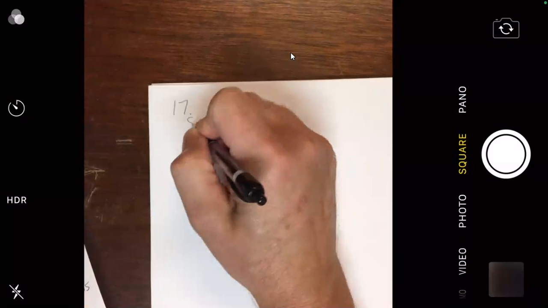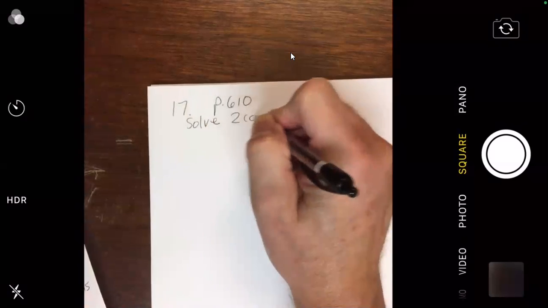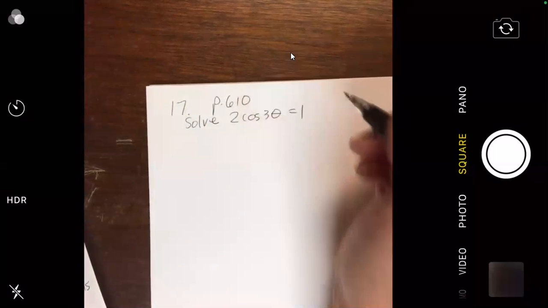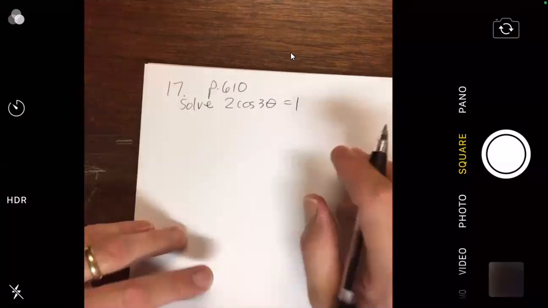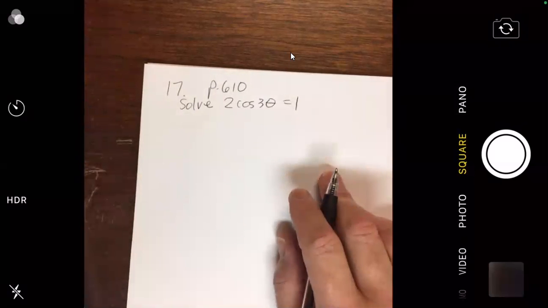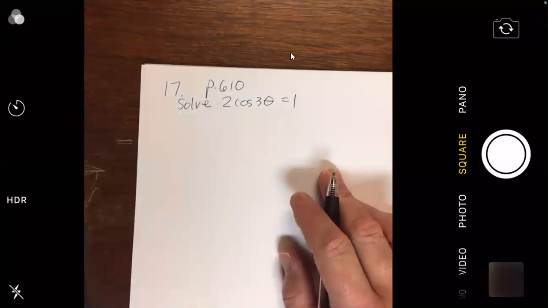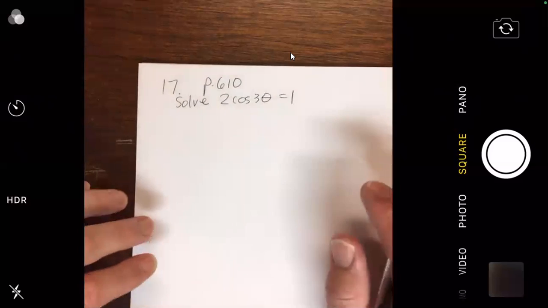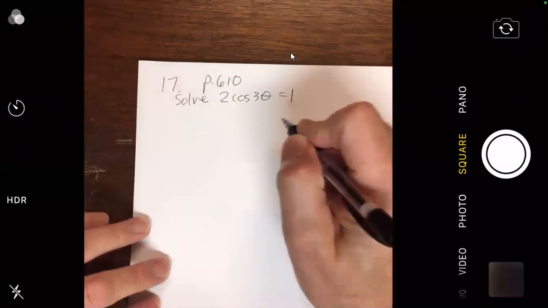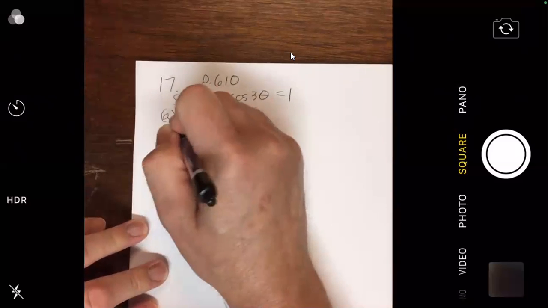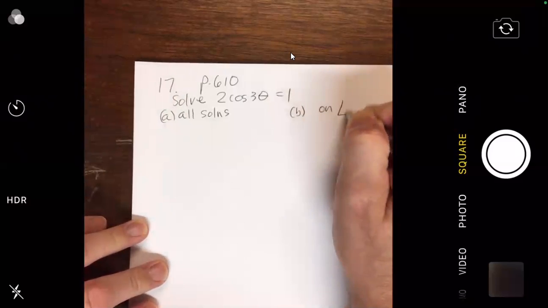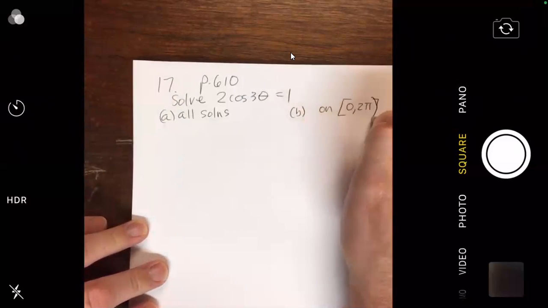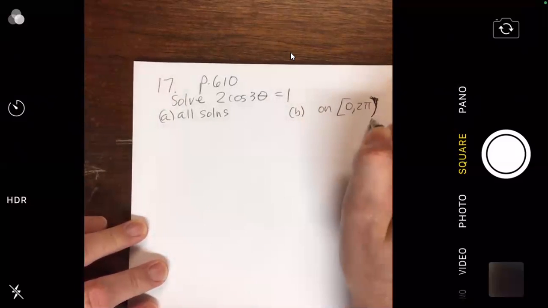Number 17, solve cosine 3 theta equals 1. Okay. This is going to get a little bit nasty. We're basically going to concentrate on, in A, they want all solutions. In B, they want them on 0 to 2 pi. Note that's a parentheses. They're using a parentheses. Notice they're not including 2 pi.